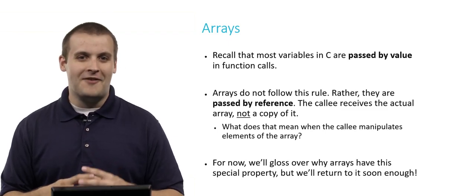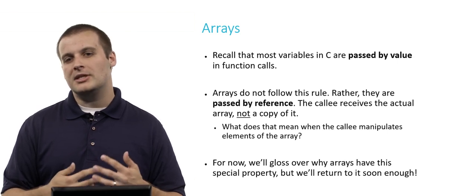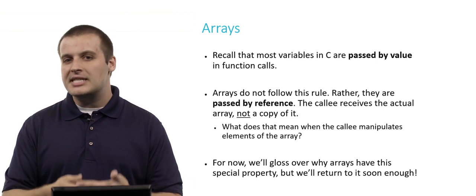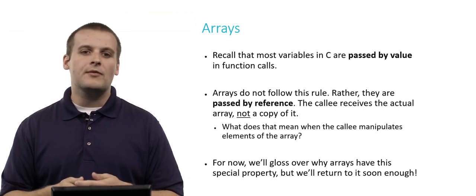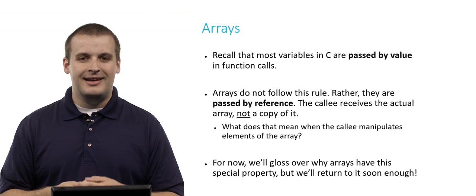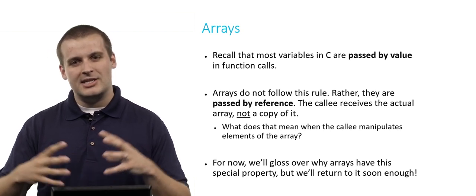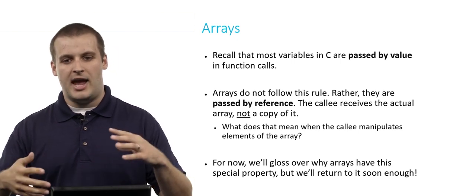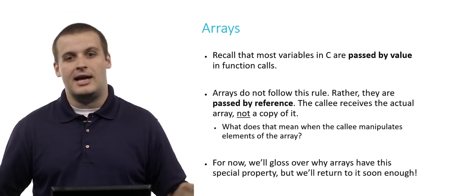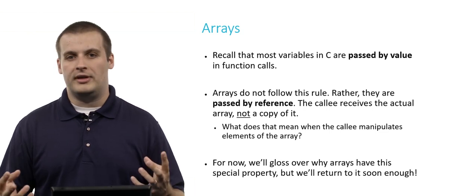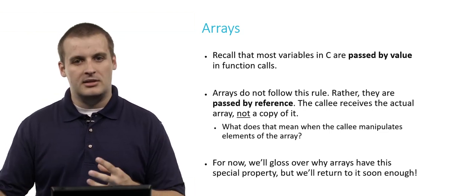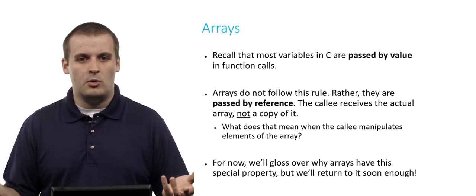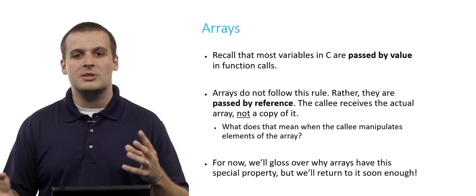Arrays, of course, do not follow this rule. Rather, what we call this is passing by reference. The callee actually does receive the array. It does not receive its own local copy of it. And if you think about it, this kind of makes sense. If arrays are really large, it takes so much time and effort to make a copy of an array of 100 or 1,000 or 10,000 elements that it's not worth it for a function to receive a copy of it, do some work with it, and then just be done with the copy. It doesn't need to have it hanging around anymore. Because arrays are so bulky and cumbersome, we just pass them by reference.